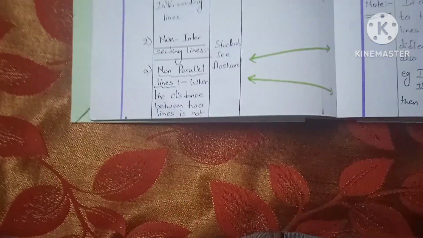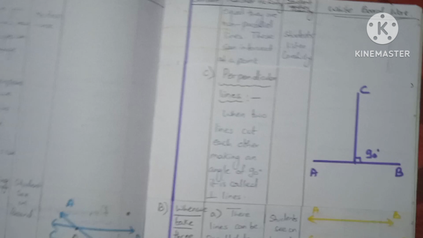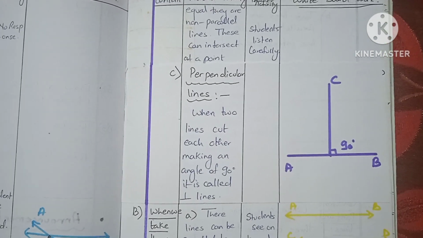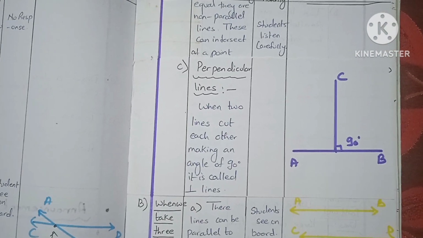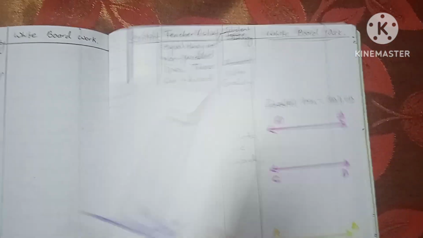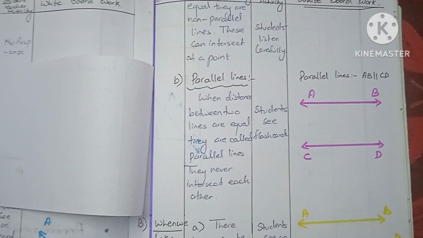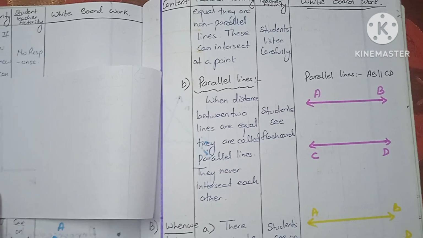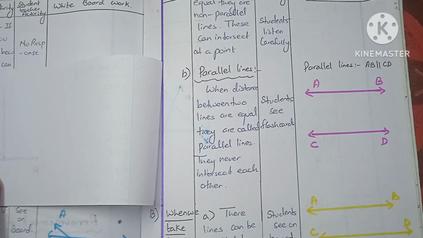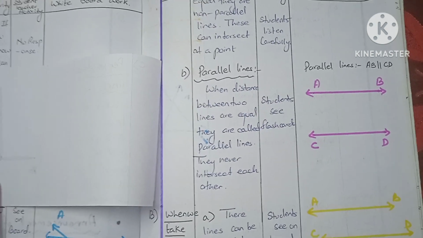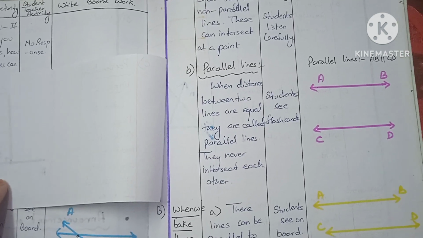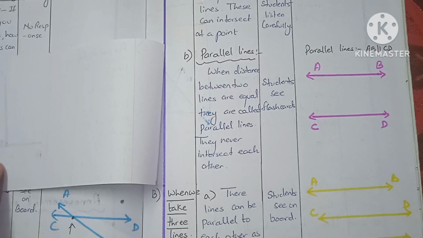Basically, for intersecting lines, the examples are non-parallel lines. When lines are non-parallel, they will intersect each other. And second is perpendicular lines. Two lines which are at 90 degrees to each other intersect each other at some point. Now we come to non-intersecting lines, which are parallel lines. Parallel lines are such lines that the distance between the two lines is always the same. They go and meet at infinity, or you can say that they never intersect each other. They are called parallel lines.